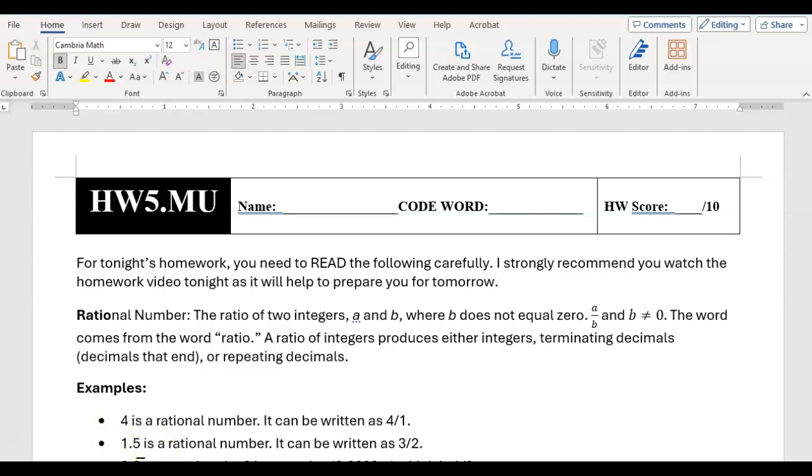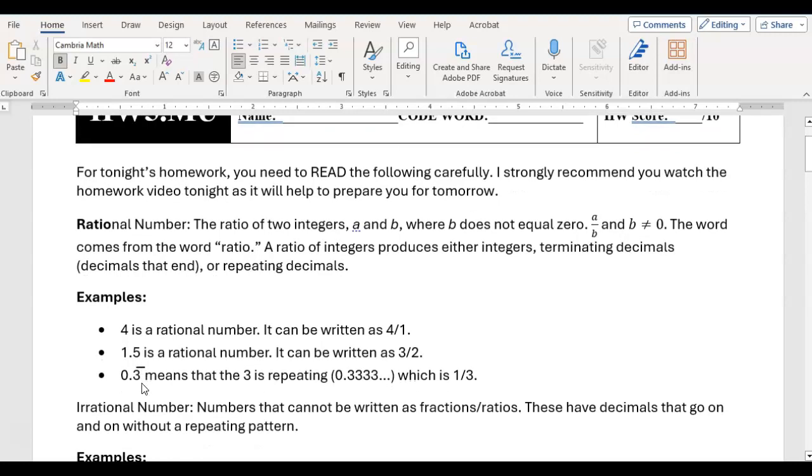Everyone, welcome to your homework for tonight. Tonight we're looking at rational and irrational numbers and looking at a couple of released CAPE items that'll help you on the test.